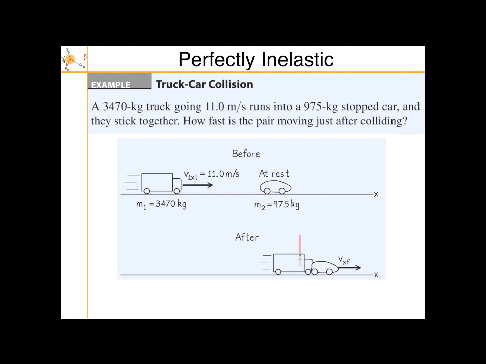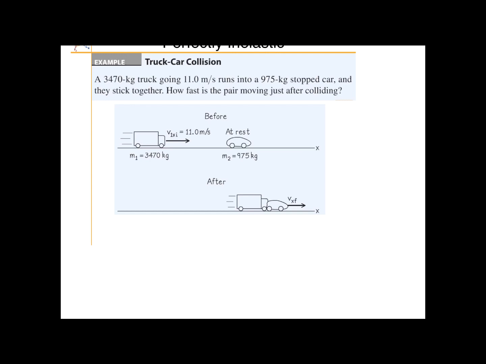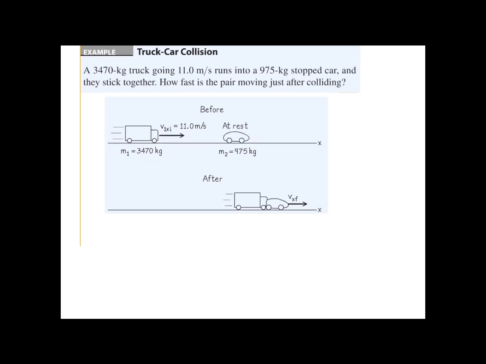So we can do this. Let's start by writing down everything we know. I always like starting by writing down everything we know. First thing we know is that M1 is 3,470 kilograms. We know that the initial speed of the truck is 11 meters per second. We know that the mass of the car is 975 kilograms, and we know that the initial speed of the car is 0. And we're trying to find the final speed.